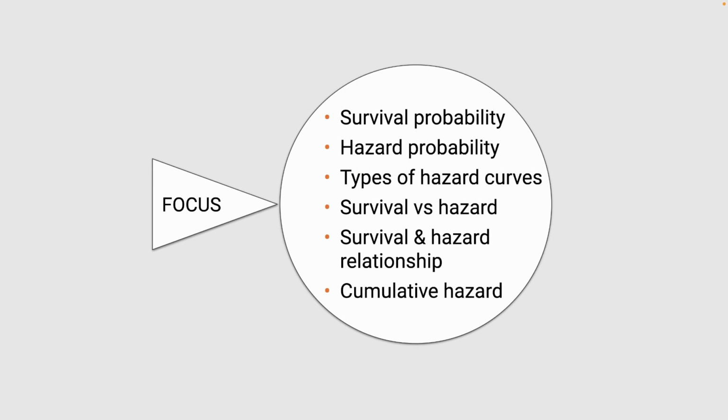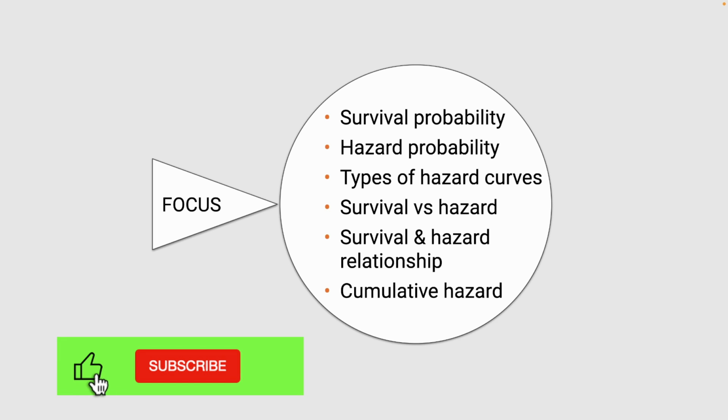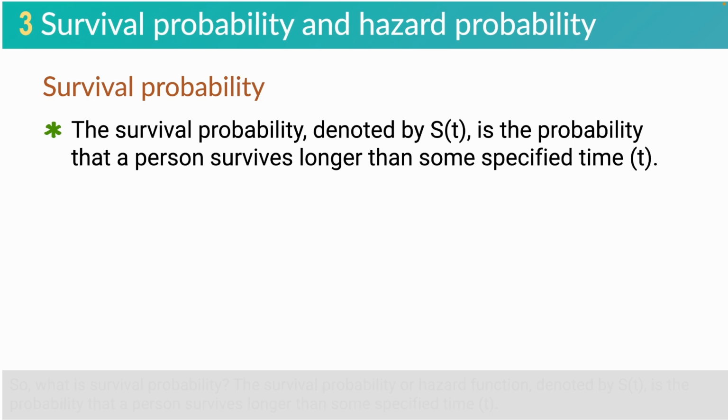In this tutorial, we will delve into survival probability, or survival function, and hazard probability, or we can call it hazard rate or hazard function. Then we'll look at types of hazard curves. After this, you will find out the differences between survival probability and hazard probability, as well as their relationship. In the last section, you will delve into the cumulative hazard.